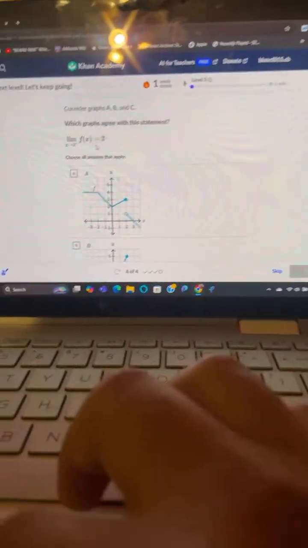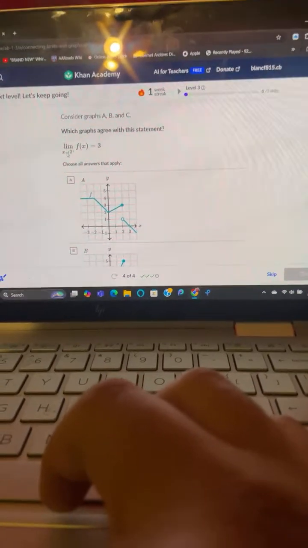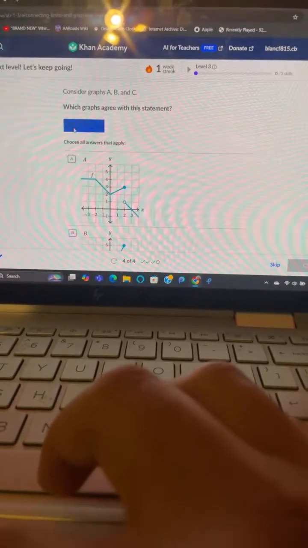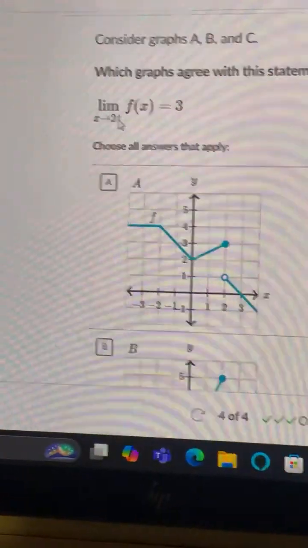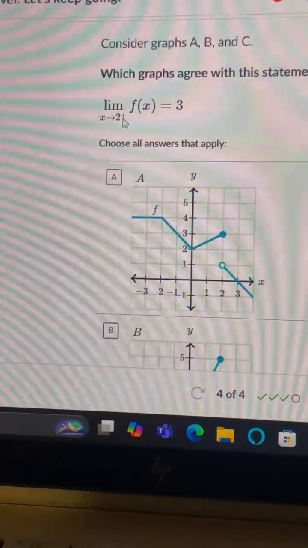Alright, so this is looking specifically as x approaches 2 from the right side. Positive denotes the right side. Negative would designate the left side.